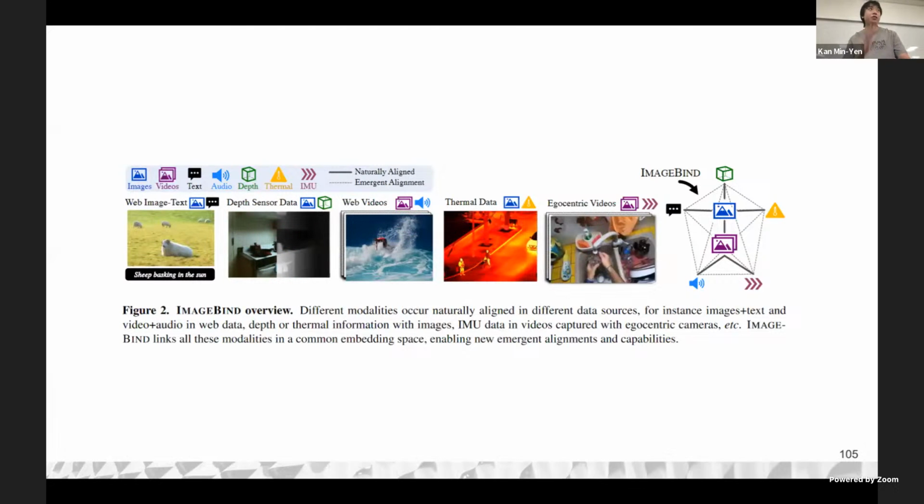So what they actually found is that the model was able to produce emergent alignments, is what they call it. Even though they were not naturally paired before, they were still able to retrieve quite accurately, finding pairings between things that were not naturally aligned. Like text and depth, and they were able to get output from it.